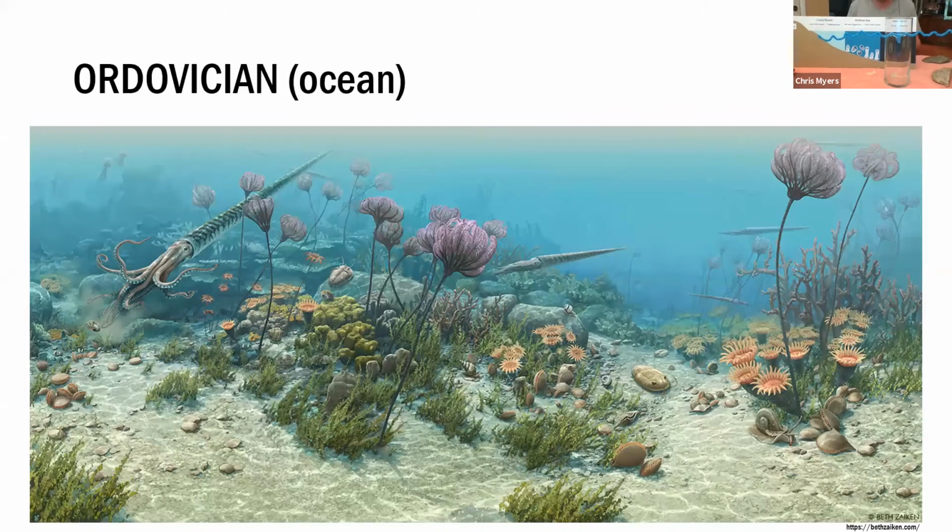Now we're moving a little bit into the future, into the Ordovician time period. And again, not much is happening. Where we are standing, we're in a shallow sea. There are some weird nautiloids swimming around us. Those giant fern things are crinoids.